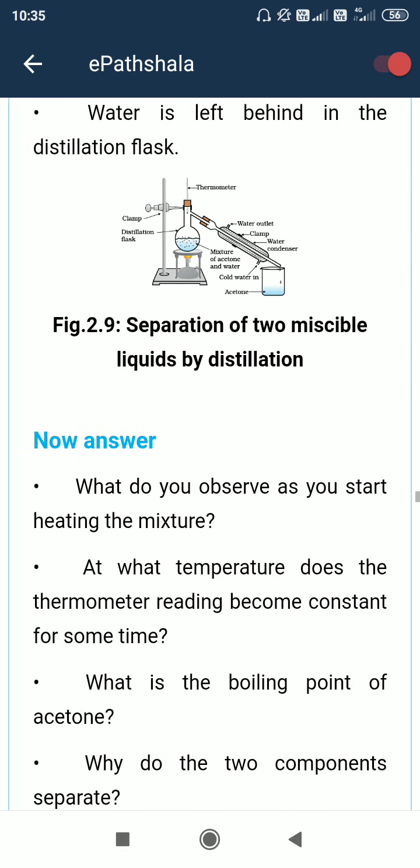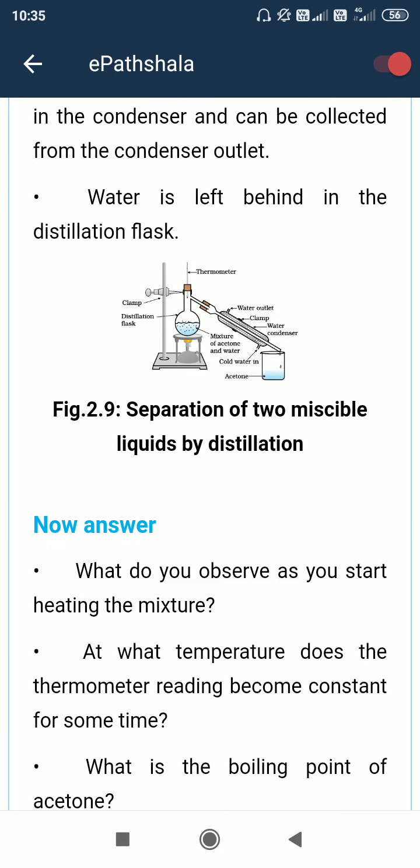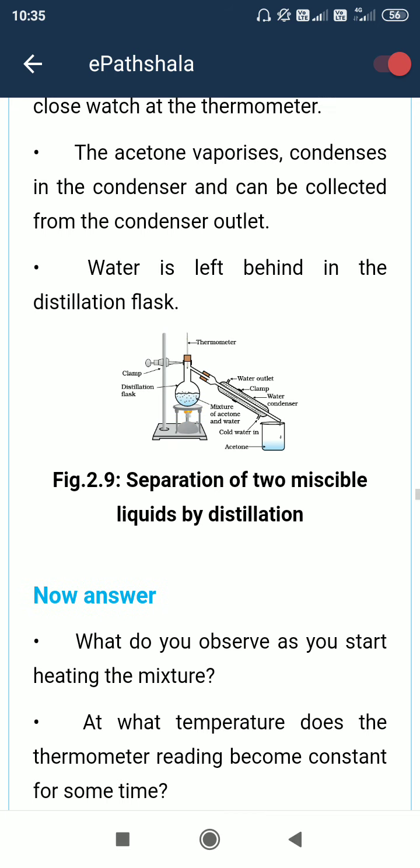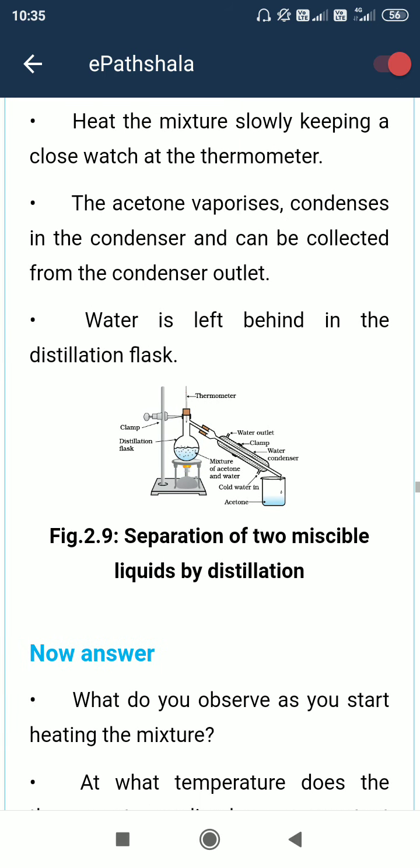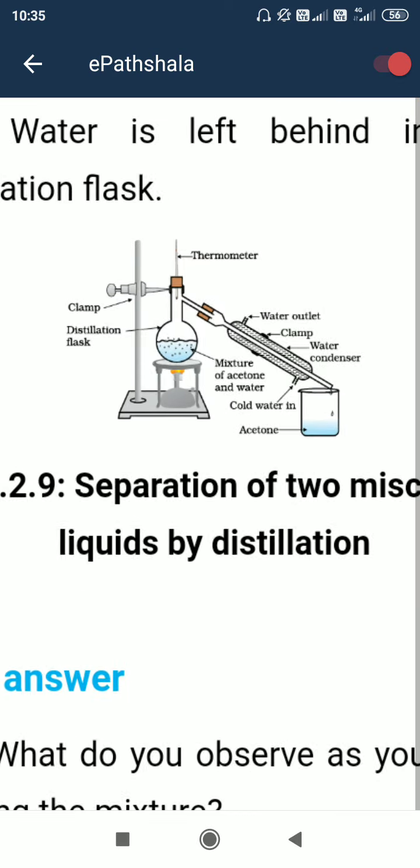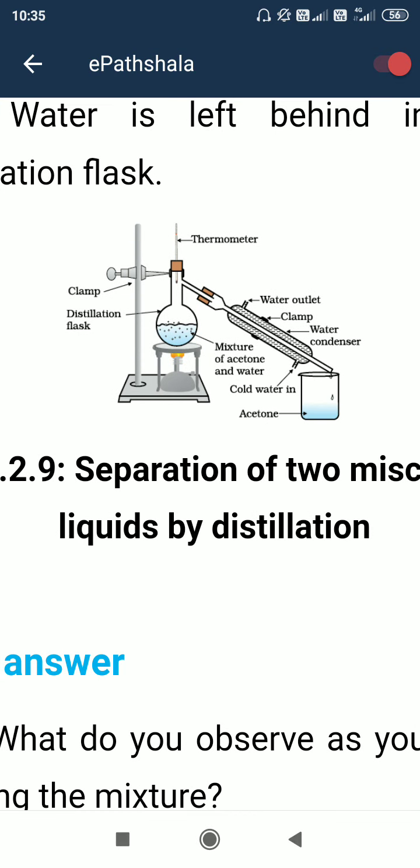Two miscible liquids. In the case of two immiscible liquids, a separating funnel is enough to separate them. But in the case of miscible liquids, we use the concept of boiling point. Say A has a boiling point of 30 degrees Celsius and B has a boiling point of 70 degrees Celsius. When we increase the temperature to 30 degrees Celsius, only A will evaporate out and B will remain in the beaker. Likewise, A will be collected in this funnel, and B will remain in the beaker. See this figure here. This process is known as distillation.